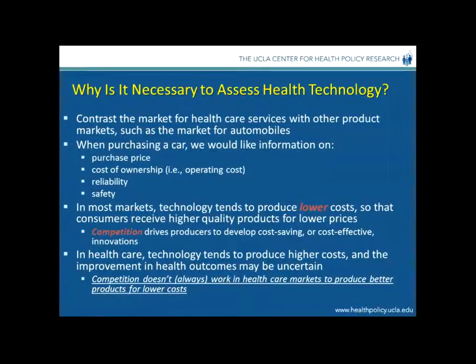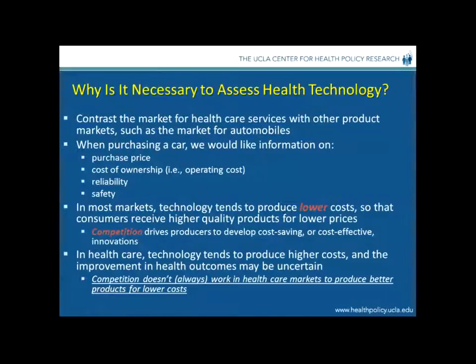Well, I'm going to talk a little bit more about that in the next few minutes. I want to set the stage for answering that question. But we can look at the market for a product like an automobile. When we want to purchase a car, we might be interested in information like what's the price? So what's the purchase price?